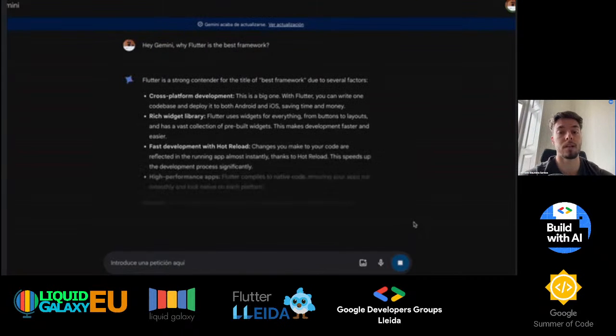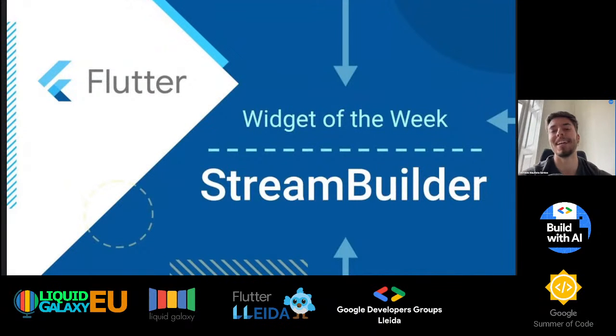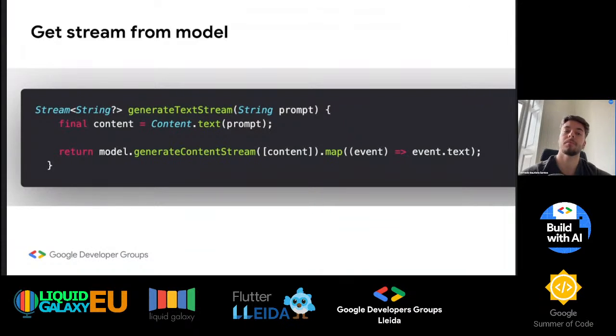So we can get this in our Flutter apps. How to do it? With a StreamBuilder. A StreamBuilder is a widget that you can use in your Flutter app to consume some streams, because we are going to get the stream from the model. So instead of getting the content with generateContent directly, we are going to use generateContentStream. What does it mean? It means that instead of waiting for the response of the model, we are going to get a stream that will contain the response of the model.